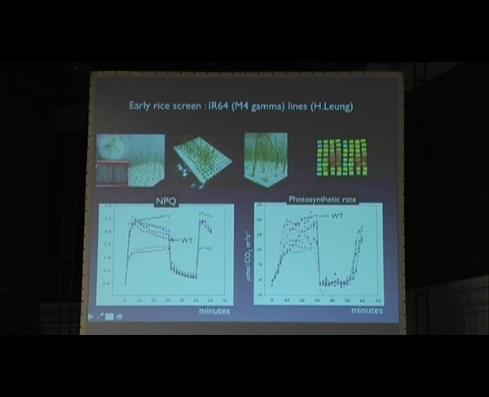For example, here we have the wild type, and we have lines which show sometimes almost double NPQ and much lower NPQ. And we see variation in photosynthetic rate, but some of these are very close to the wild type. So we think that's a very good source of variation for photoprotection. That's ongoing.